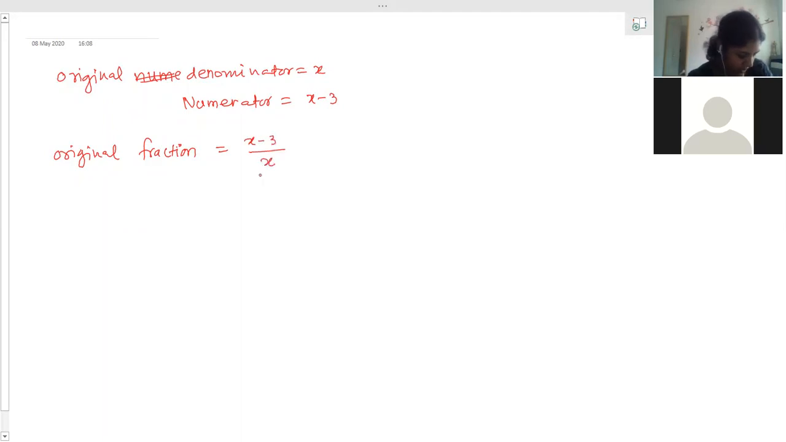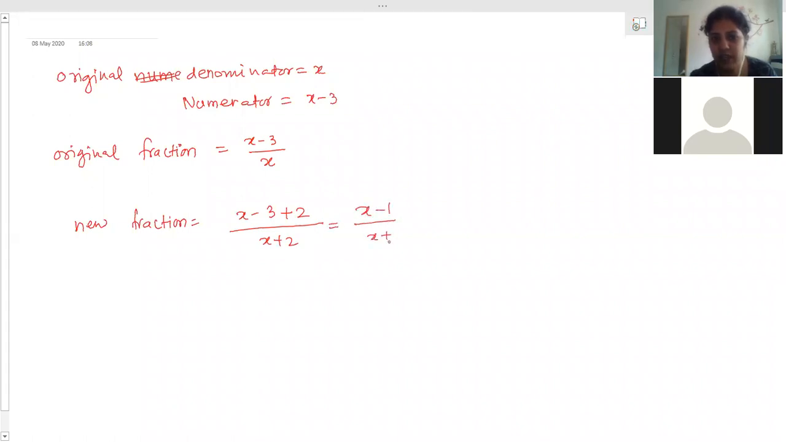Now, if 2 is added to both numerator and denominator, we get the new fraction: x minus 3 plus 2 by x plus 2. So it becomes x minus 1 by x plus 2. Now this is the new fraction. The sum of the new fraction and the original fraction is 29 by 20. So the original fraction x minus 3 by x plus the new fraction x minus 1 by x plus 2 is equal to 29 by 20.